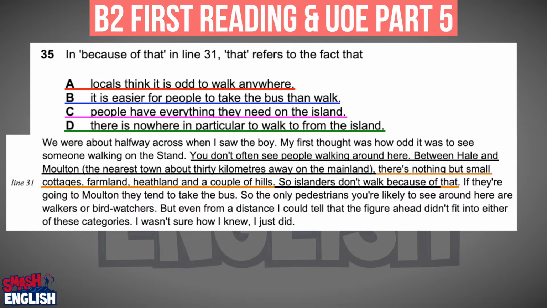What choice does this correspond to? Well, we are not talking about the locals' attitude, so we can eliminate A. There is no mention of the bus, so we can eliminate B. There is no mention of the needs of the islanders. However, there is mention of what there is on the island, and small cottages, farmland, heathland, and a couple of hills sound like nowhere in particular, so we will choose D.